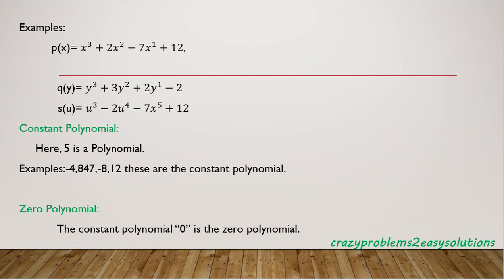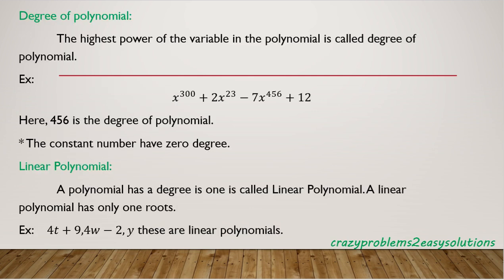Next, constant polynomial. Here 5 is a constant polynomial, that means a polynomial without a variable is called a constant polynomial. For example, negative numbers and positive numbers are all called constant polynomials. Zero polynomial. The constant polynomial 0 is called the zero polynomial.